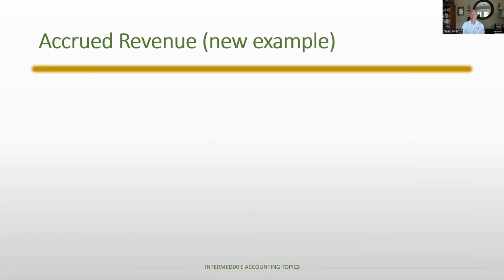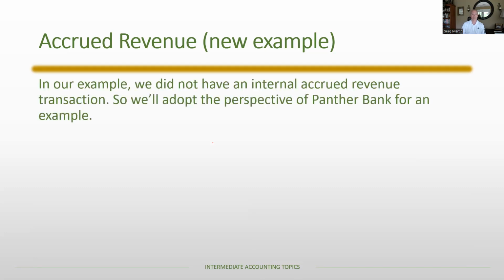And then the final one here, sorry, the dog barked a little bit there. The final one here is accrued revenue. This is a new example. It's not in the book. Sorry, my daughter just walked in and the dog's going nuts. Hopefully it's not too loud.